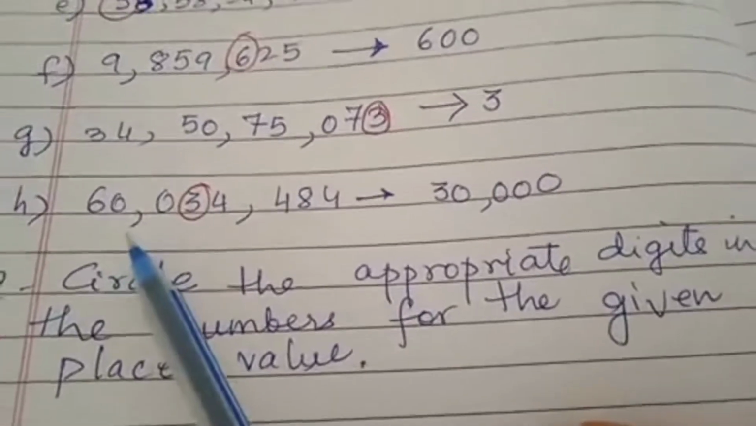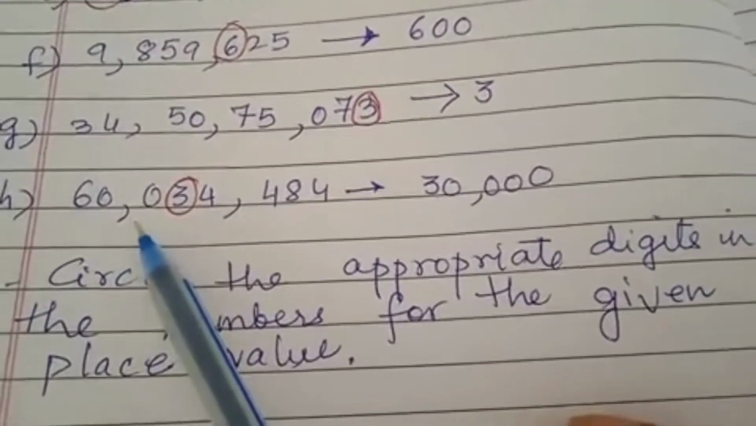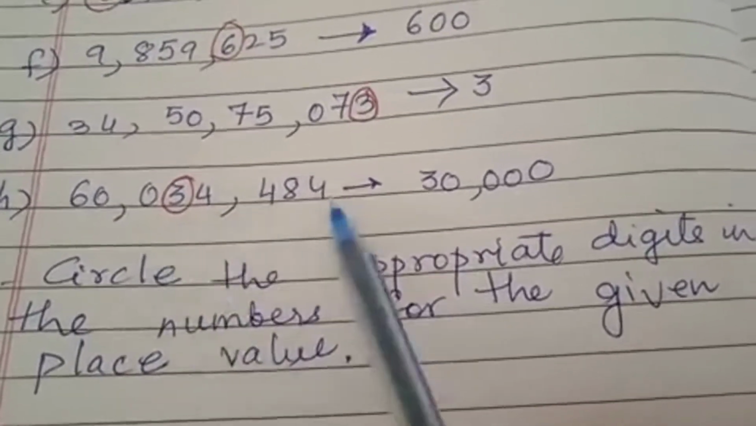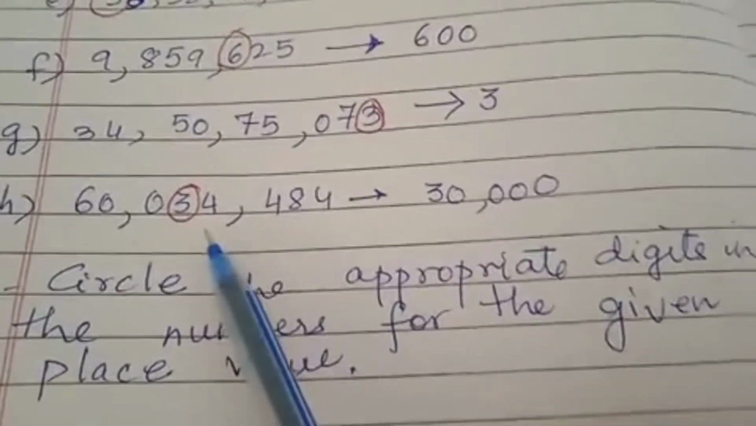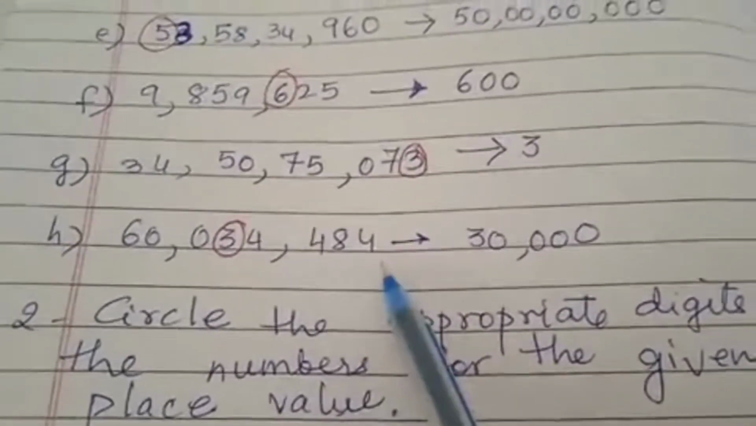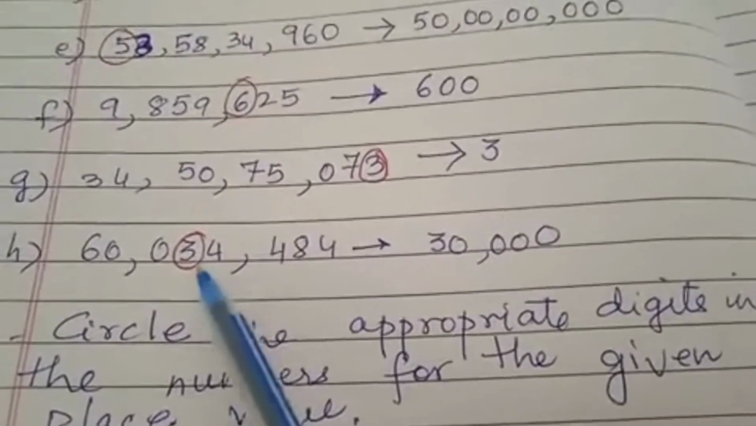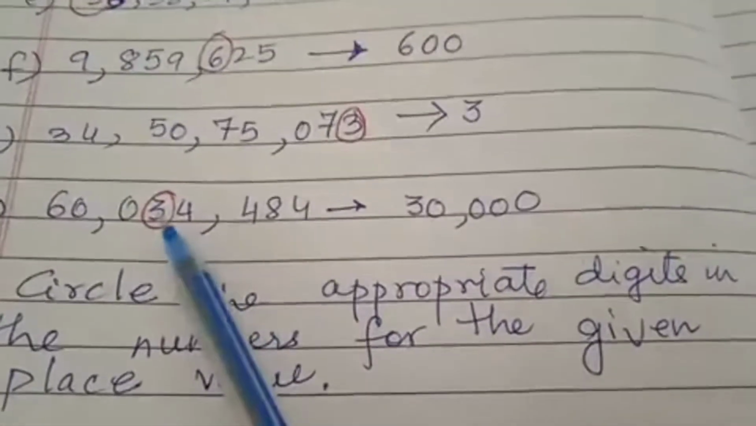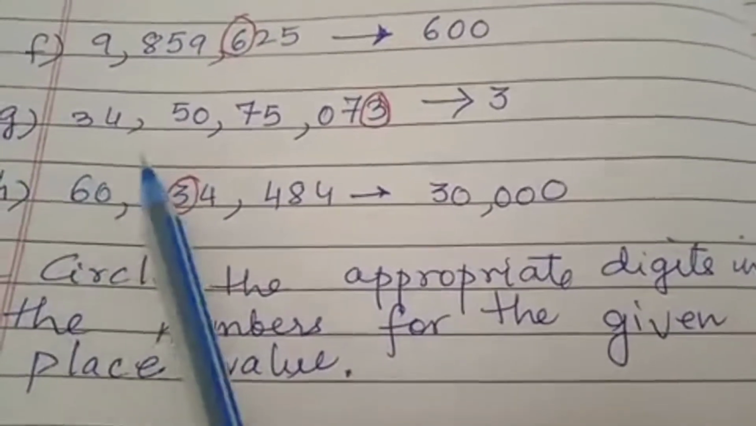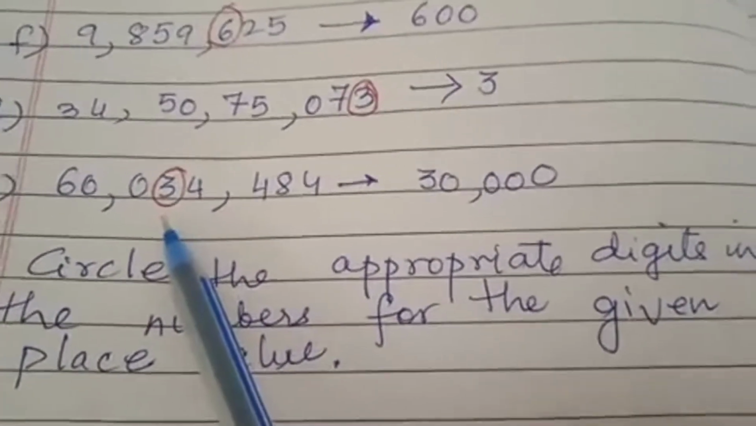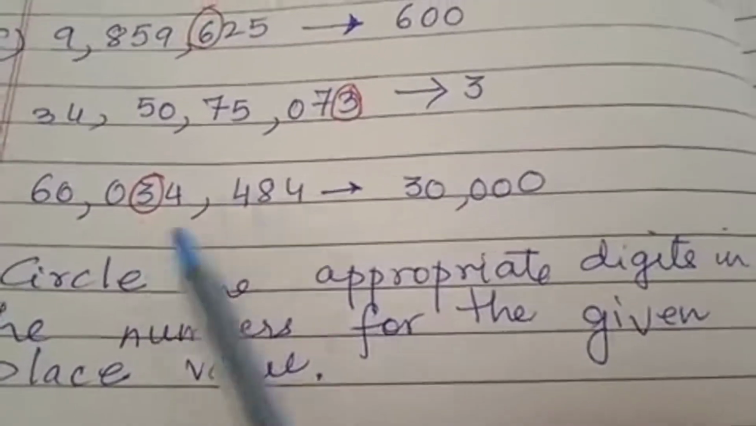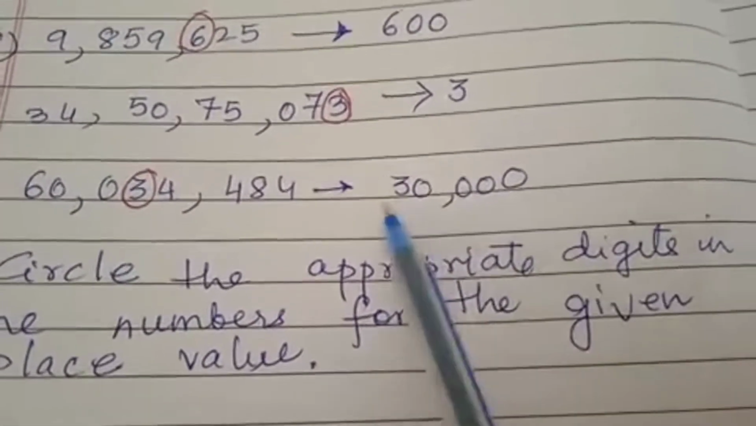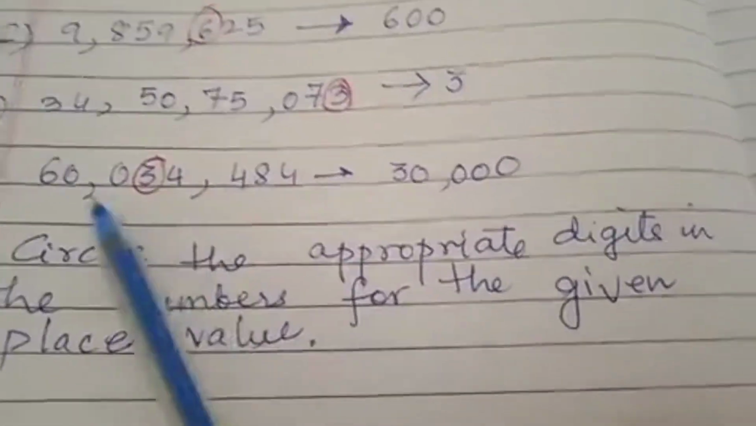H. In H we have 60,034,000. Nothing is there in the 100,000s place. So mind, this is an international system of numeration. Then we have 484. And we have to say the place value of the 3 which is marked with a circle. That means 3 here, before that whatever is there is to be ignored. We start the place value from here, 3 in the 10,000s place, which is followed by 0 in the 1000s place, 0 in the 100s place, 0 in the 10s place, 0 in the 1s place. So we come out with 30,000 as the place value of 3 in this number.